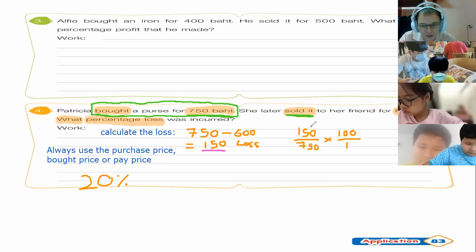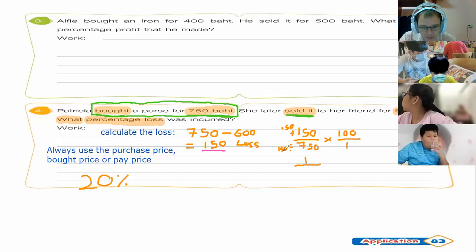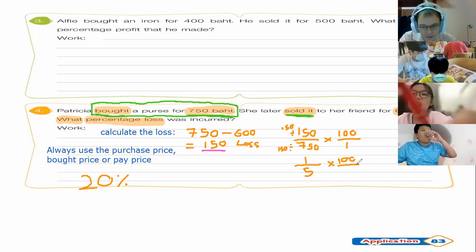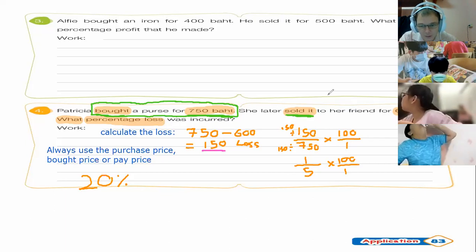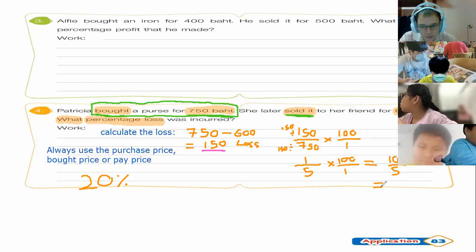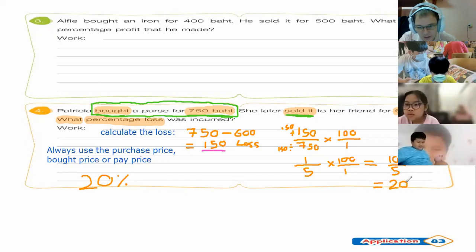And if we're going to simplify, divide by 150 on top and divide by 150 at the bottom. So equals 1 over 5. Multiply by 100 over 1 equals 100 divide by 5, which is going to equal 20%.